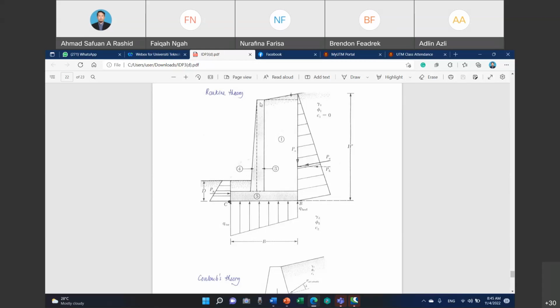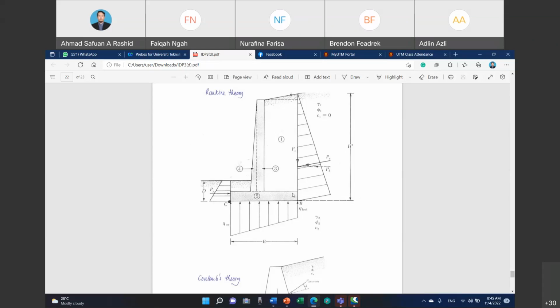Okay, so dia possible untuk berlaku overturning disebabkan oleh lateral load yang ada. Okay. So you need to make sure that it not allow for this retaining structure to overturn. Okay, itu yang kedua. Yang ketiga, okay, and at the same time, based on this lateral force, should not allow for this retaining wall to slide.